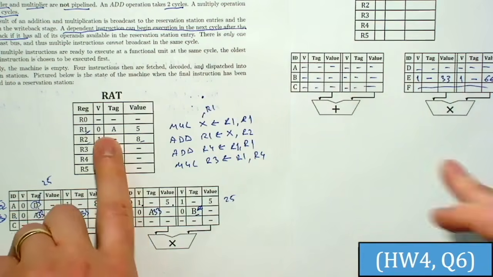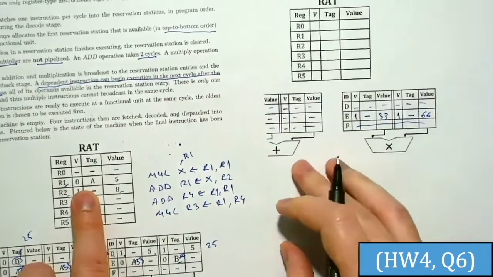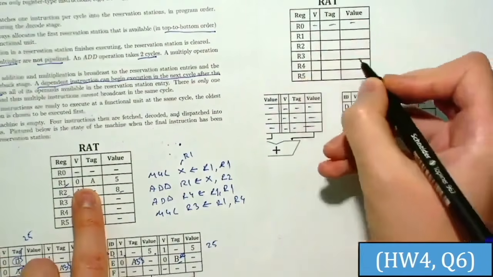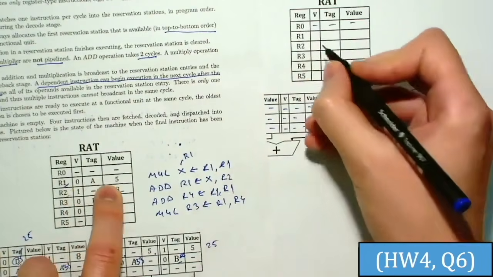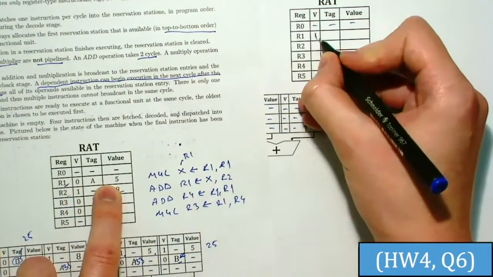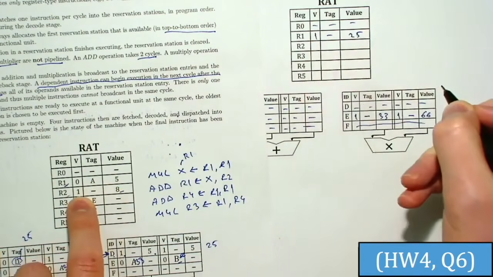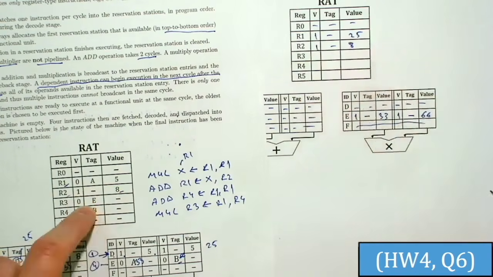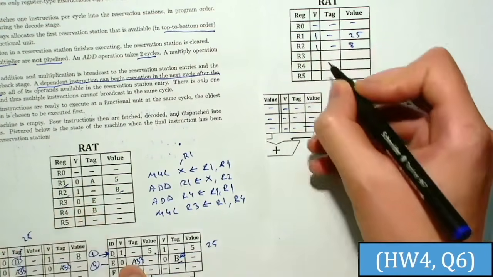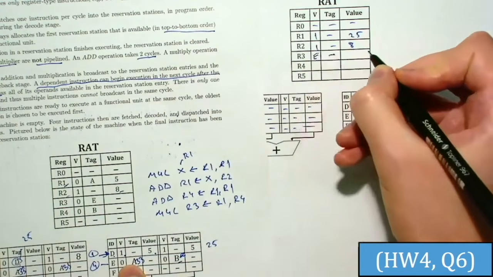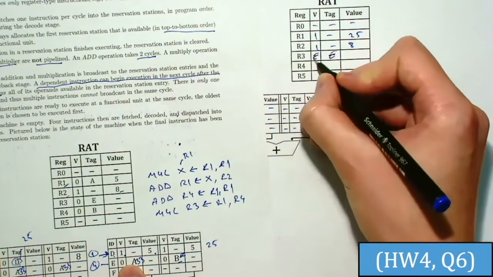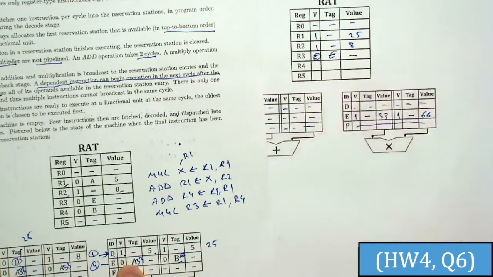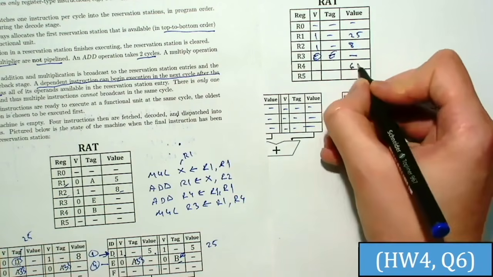Okay, and to fill the register alias table, it is again the same thing. We already calculated the values, so we know A was 25, so this will be updated to 25. R2 is untouched. R3 is set by this instruction. It's not complete yet. So, sorry, this is E, this is 0, and we don't have the value. And then R4 is B, which is 66.